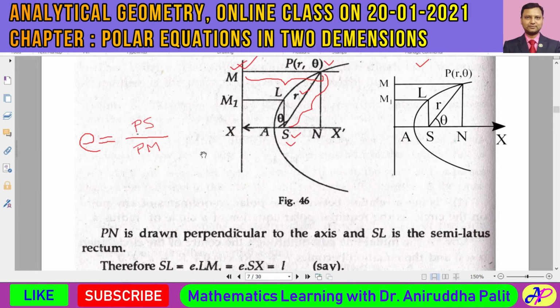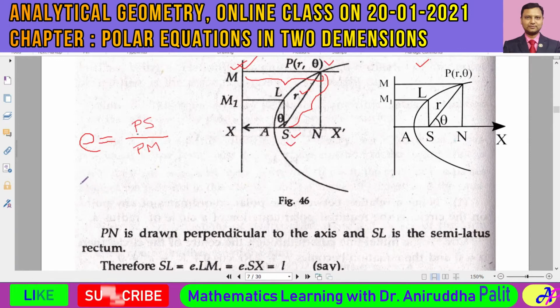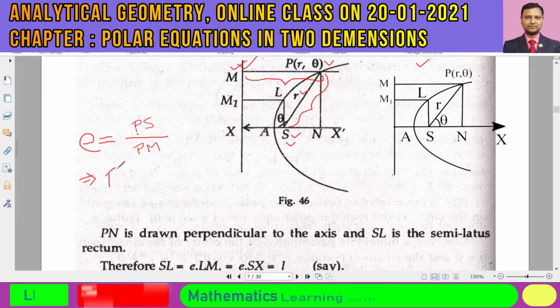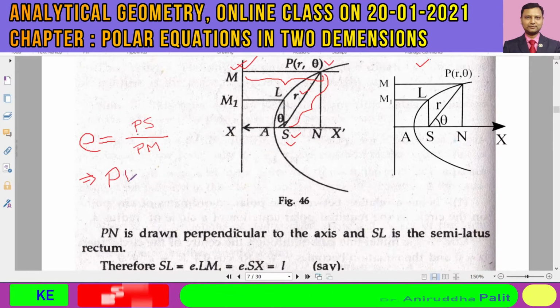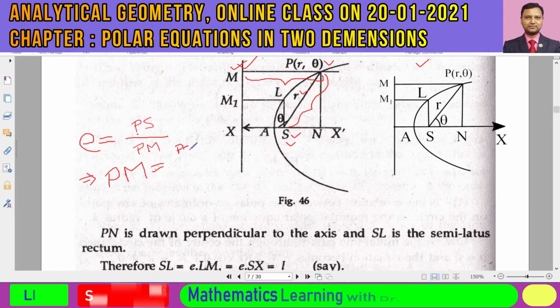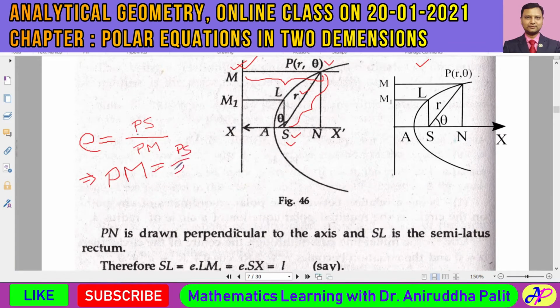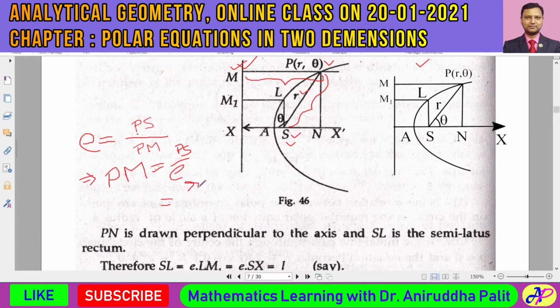From this relation, we can say that if we want to find this distance PM, it should be equal to PS divided by e. Got it? Therefore, this PM should be equal to r divided by e.